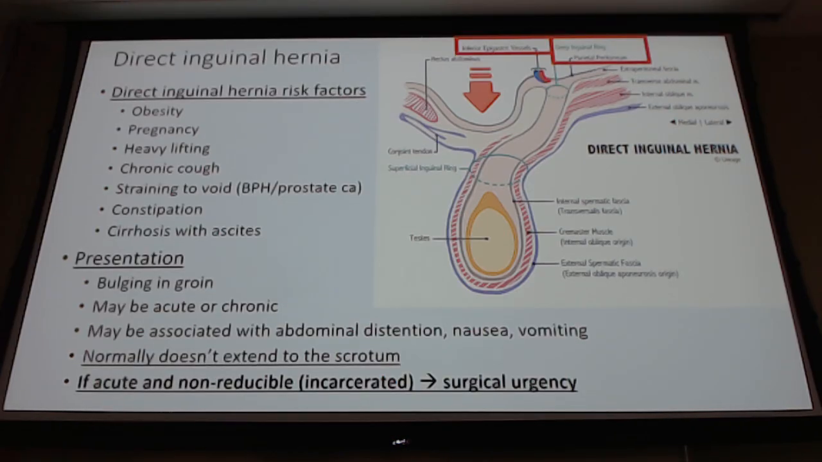If it's acute and non-reducible, if those muscles around it are really tight and it gets stuck, that is a surgical emergency. Any time you have incarceration leading to strangulation, if you or the patient cannot reduce it, it will most likely end in emergency or urgent surgery.